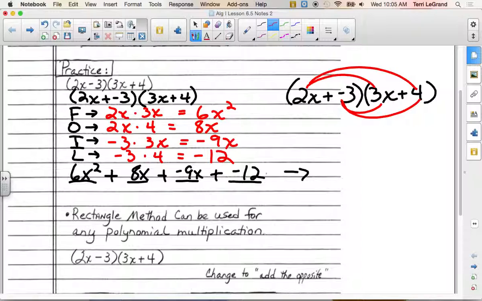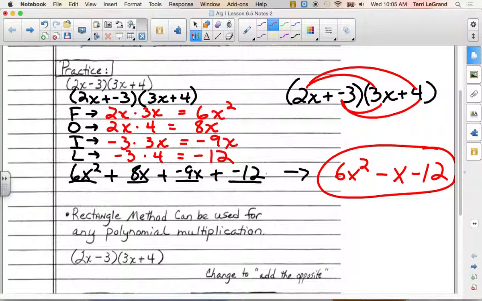Okay, so what's our final answer for this one, cleaned up and everything? 6x squared minus x minus 12. Okay. Anybody need to challenge that or ask any questions about it?